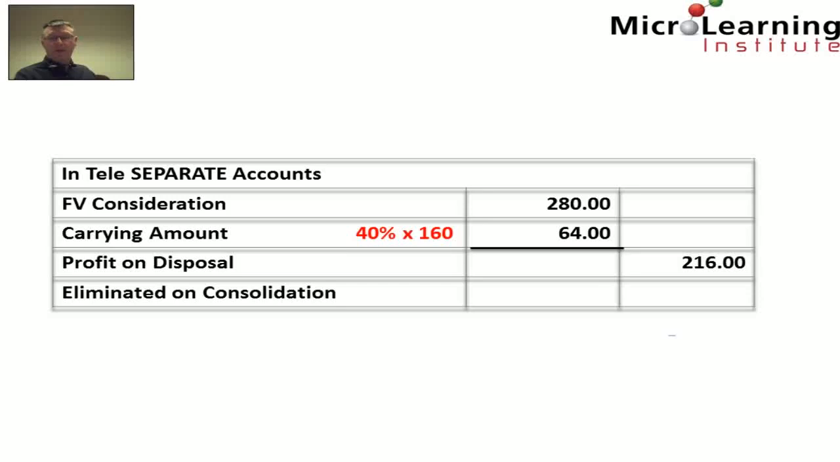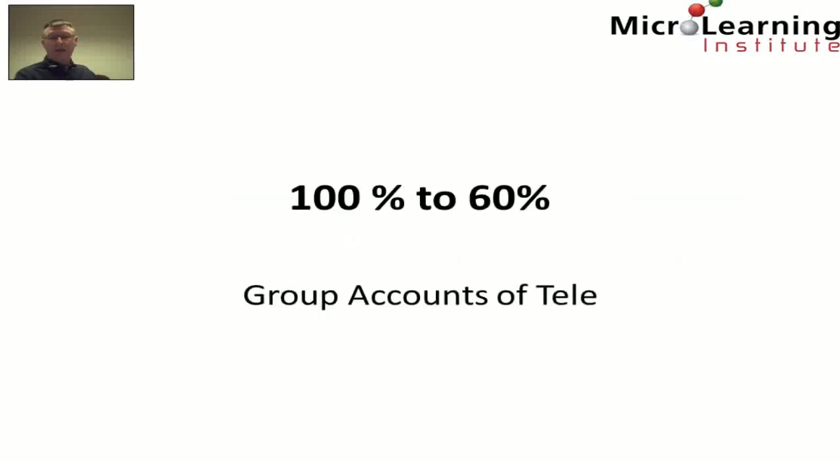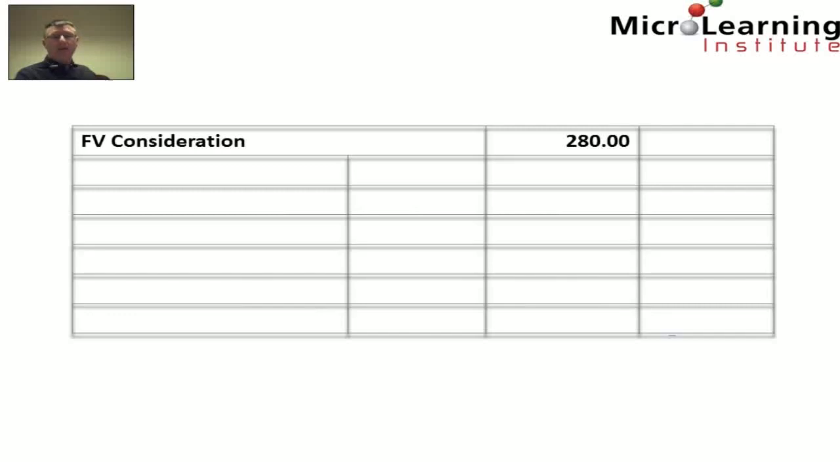This profit on disposal is eliminated on consolidation. Next we look at the effect the same transaction has, but now in the group accounts of Tele. So again, the fair value of the consideration for the group is exactly the same as for the individual company. However, when we now calculate the carrying amount, we can see that it comprises ordinary share capital, and again we're given the statement of financial position of Vision, and we see ordinary share capital at $160,000.